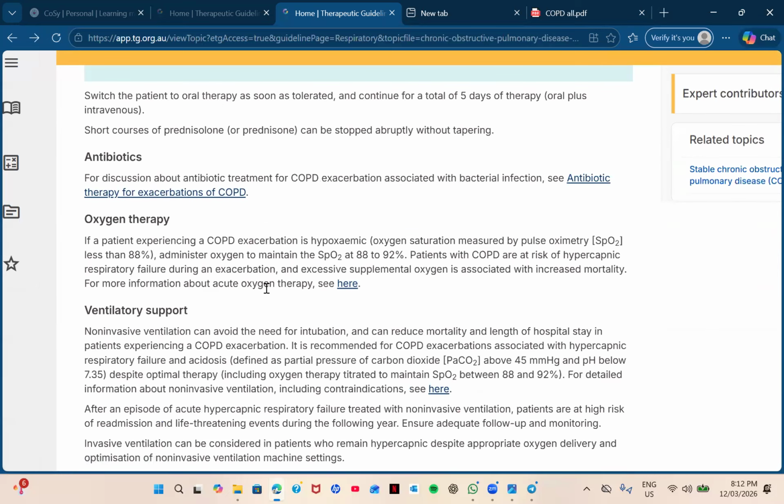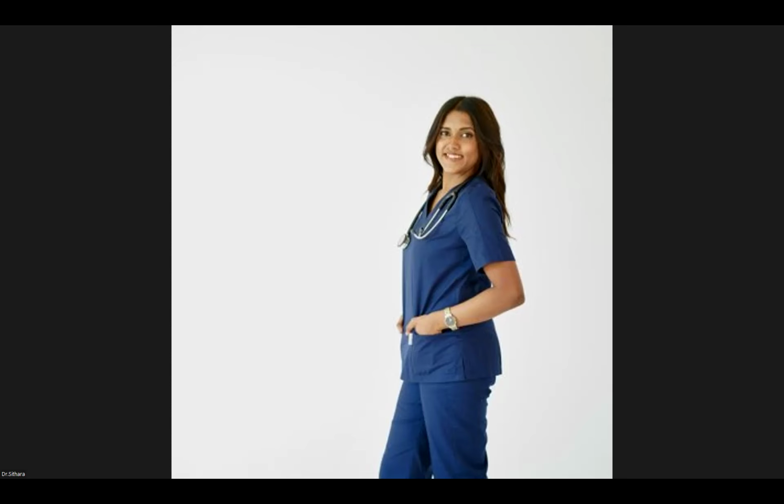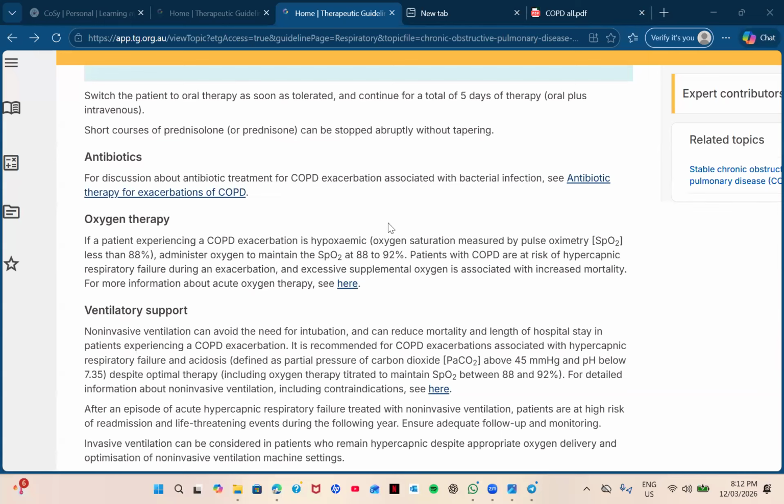So oxygen therapy: if a patient experiencing COPD exacerbation is hypoxemic, oxygen saturation measured by pulse oximetry less than 88. So tell me, what is the normal level of oxygen saturation in COPD patients? Tell me, doctors. Quickly tell me. You should know, right? The normal level. Tell me, doctors.